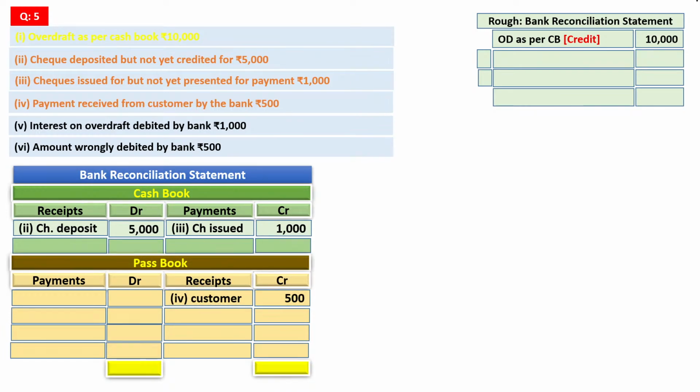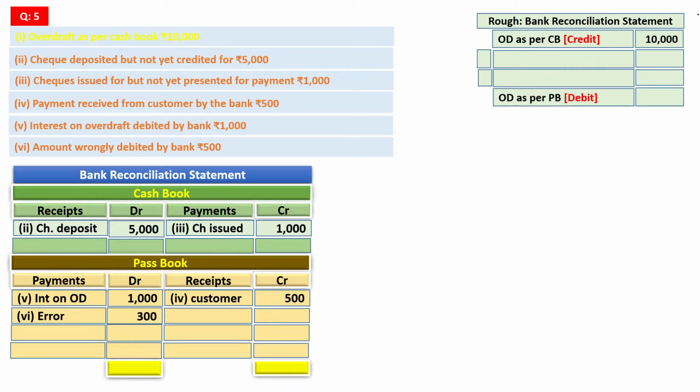Interest on overdraft debited by the banker. So the banker has debited. So post that in the debit side of the passbook, which is 1,000 rupees. Okay, debited here without my knowledge. So as I am not aware of that situation, I may not record it in my cash book. Amount wrongly debited by the banker. So the banker has debited wrongly. If it is debited in the passbook, 500 rupees, it means it's overcast in the same side. So you have to put the value in the same side, debit side, another 500 rupees named as error.